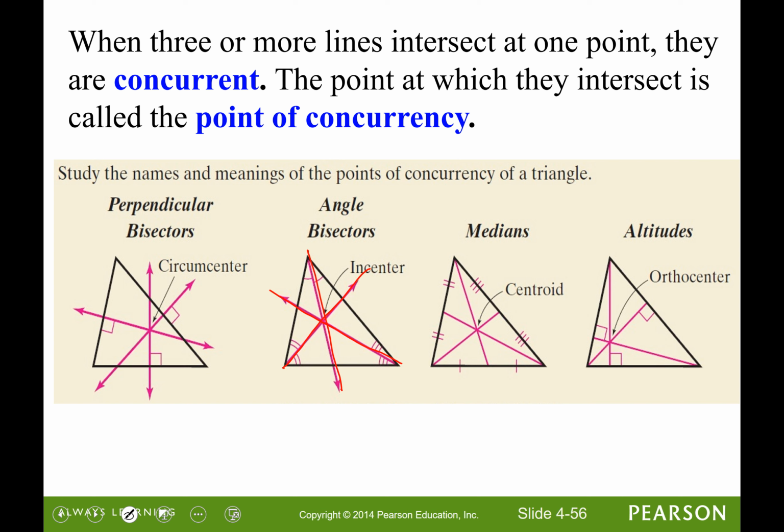Okay, a median. A median, you go to a vertex of the triangle, and then you go to the middle of the opposite side. From here to the middle of the opposite side, hence the congruent tick marks there. Go to an angle, and then the middle of the opposite side. Start at an angle, go to the middle of the opposite side. That's the definition of a median.